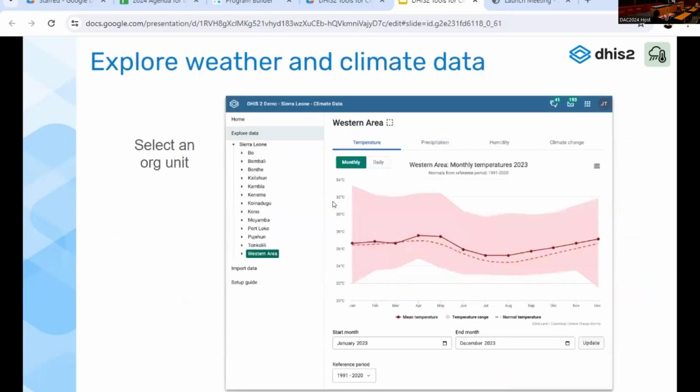So when you then open the app, the interface is very simple. We just expose the org unit hierarchy you have for your instance. So here you should see your own org units. And then you can just click on an org unit and then instantly get climate data for that district. We do this on the fly as you click on it.